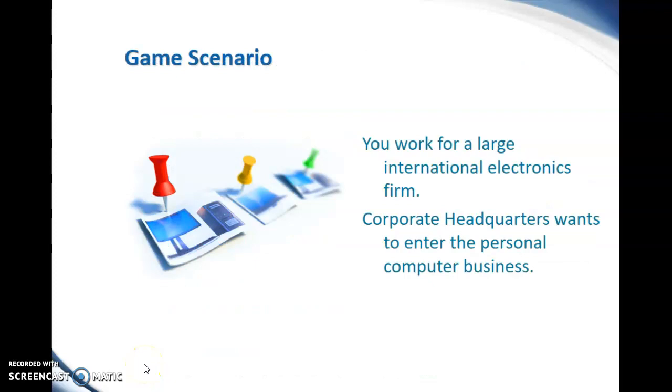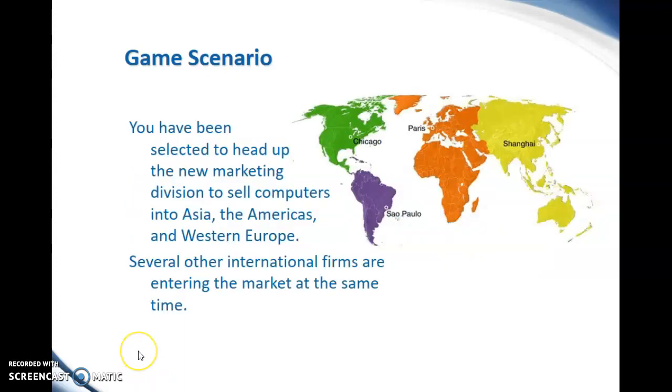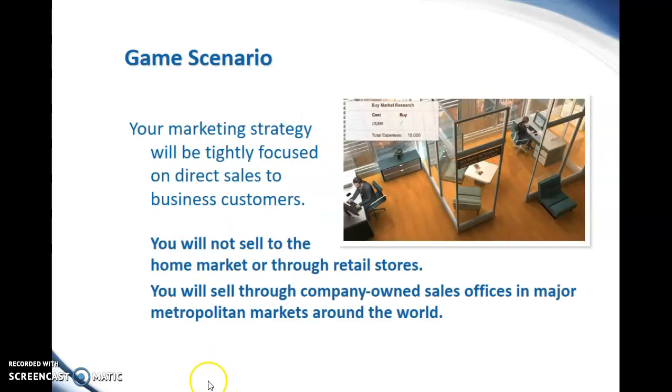So you'll be working for a large international electronics firm, and you are going to enter the personal computer market for this. You are going to decide which of these 4 countries that you want to begin your sales in: North America, South America, Europe and Africa, or Asia. And you will be working directly with customers. It's business to business or personal selling. You won't have a retail office.